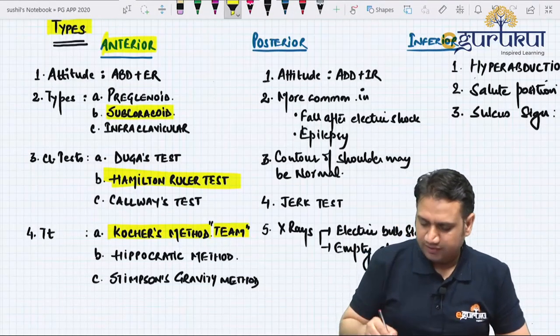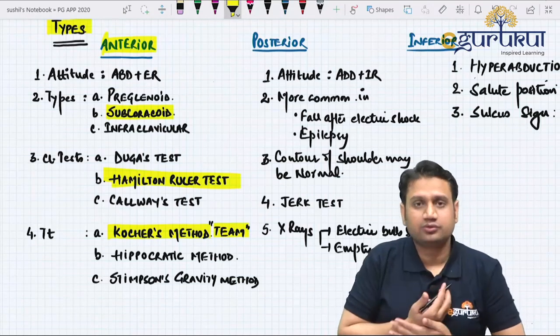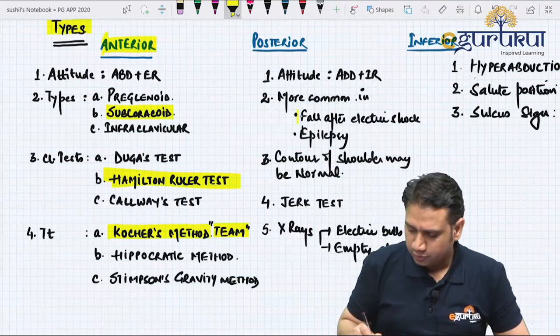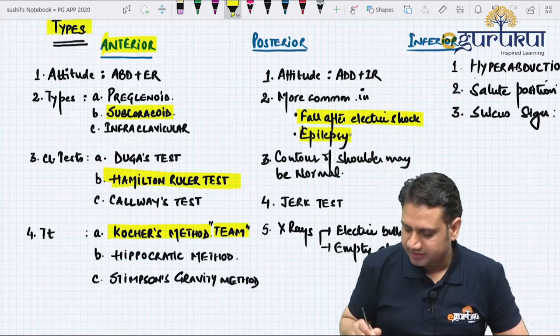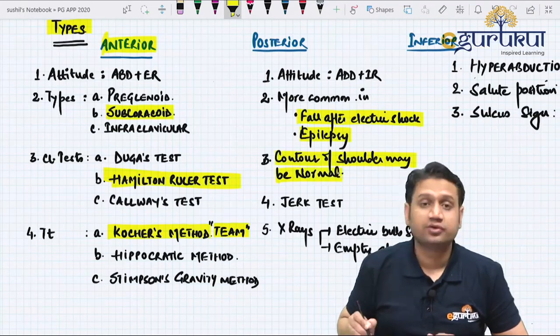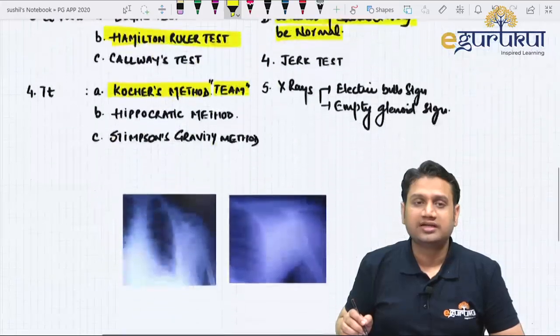Okay, so if you want to mark the questions, I've told you the language also, how the questions are asked to you. So patient after electric shock, epilepsy, contour of the shoulder is normal. That's one very important point. Now how they look like on X-ray, have a look.